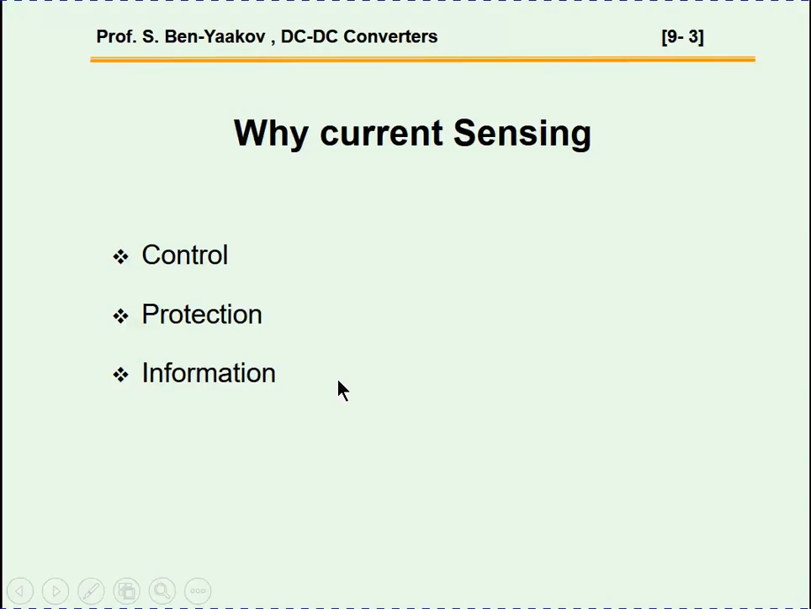Now, why do we need current sensing in power electronic systems? We need it for control, for feedback. In some systems, you like to have both a voltage and a current feedback, protection to shut off the system when the current goes too high, and information about the power level of the system.